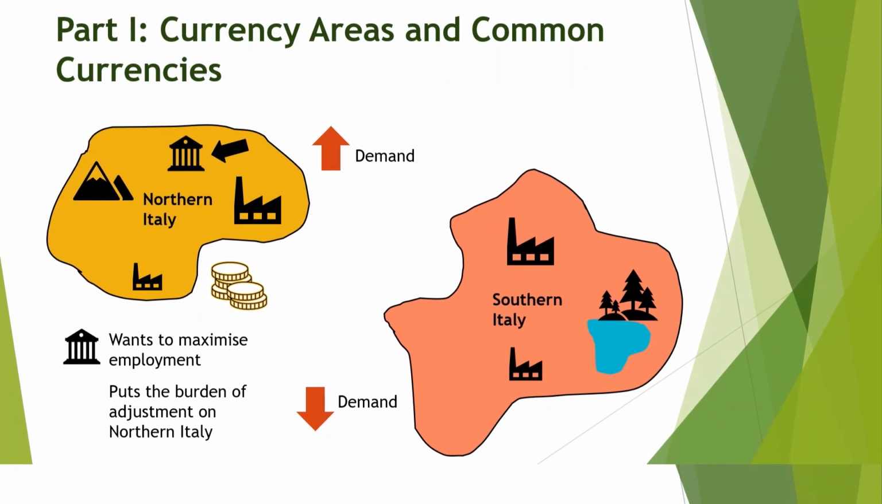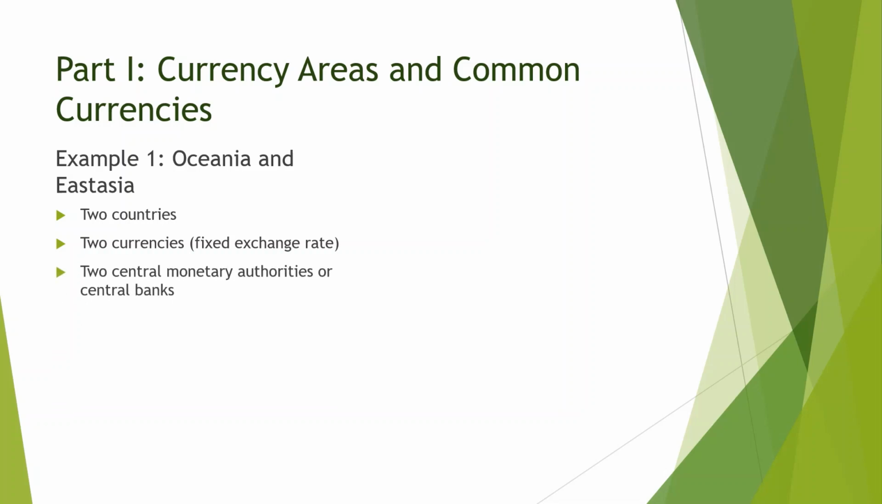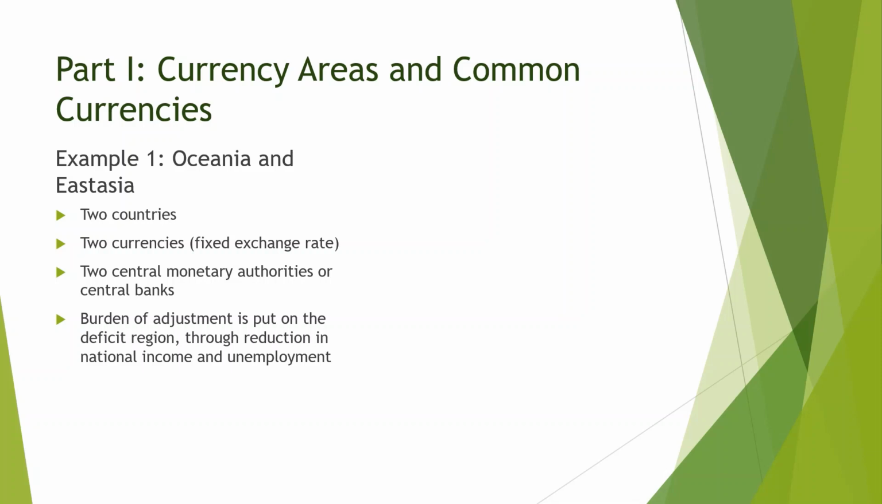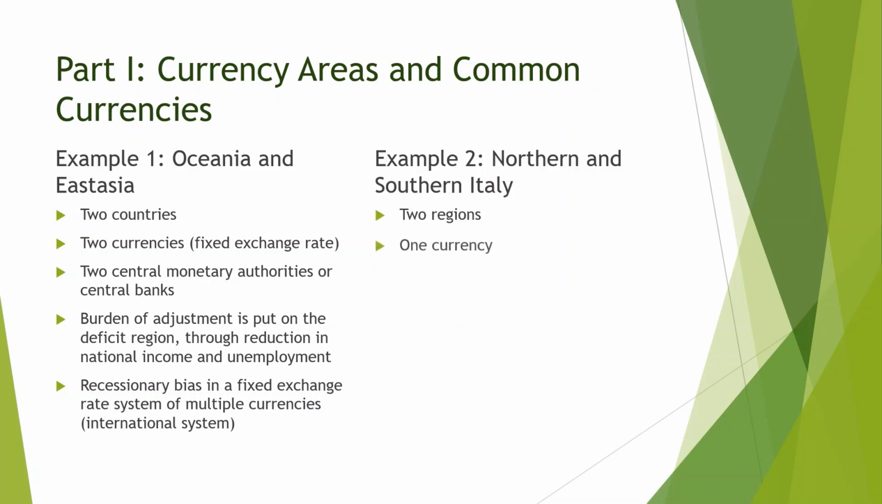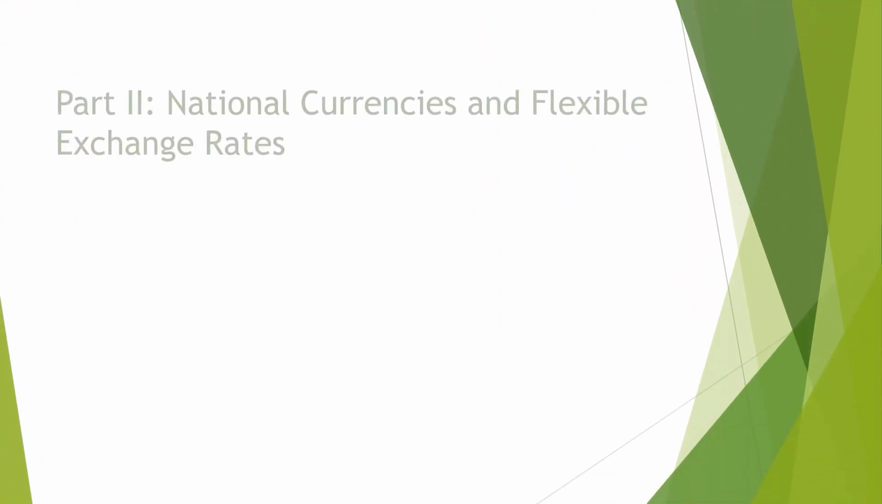We have then our two examples. Example 1, Oceania and East Asia. There were two countries, each with its own currency and a fixed exchange rate. There were two central monetary authorities, and the burden of adjustment was put on deficit regions, who were forced to reduce national income to lower demand for imports. In this system, there was a recessionary bias. In example 2, northern and southern Italy, we had two regions sharing a currency. There was one central monetary authority, and, as a result, the burden of adjustment was put on the surplus region that had to endure inflation. There is thus an inflationary bias in a multi-regional currency area.